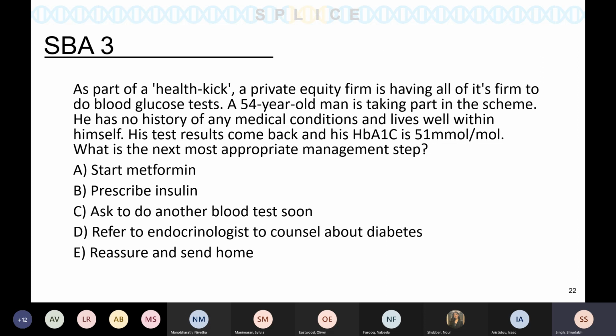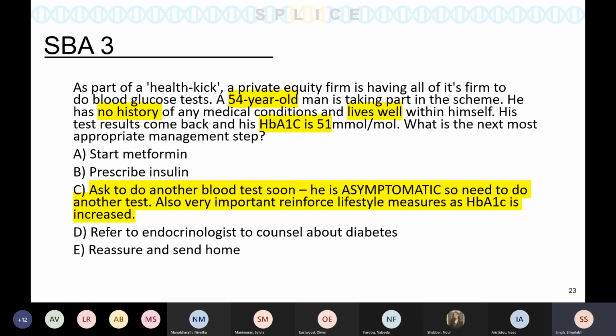Okay, so can we have the next slide, please? Right, so 54-year-old man, no history, lives well within himself, has a HbA1c of 51. And most of you won't be caught out with this little trick. The right answer is C. So asked to do another blood test. As you know, this guy's asymptomatic, so you need to do another test.